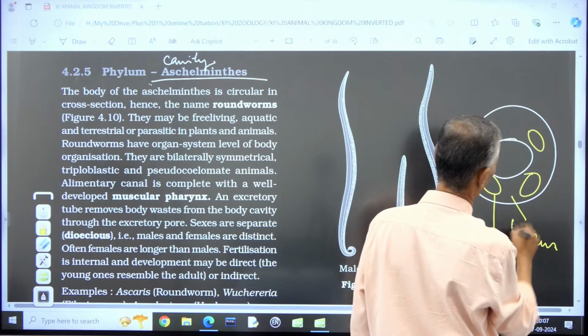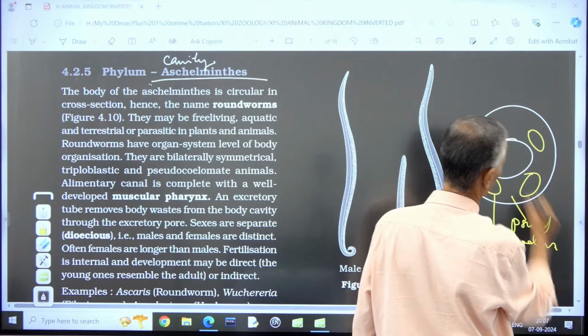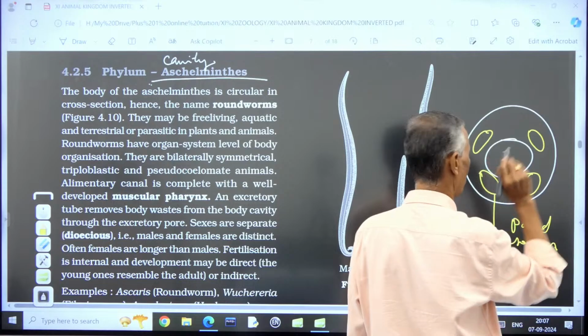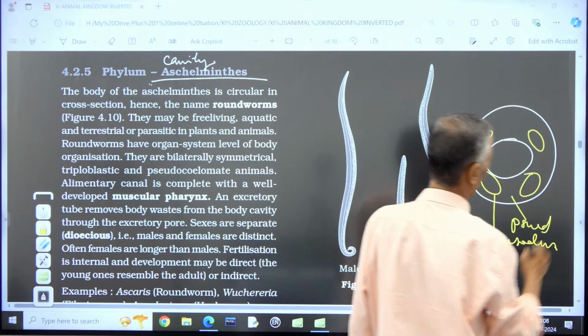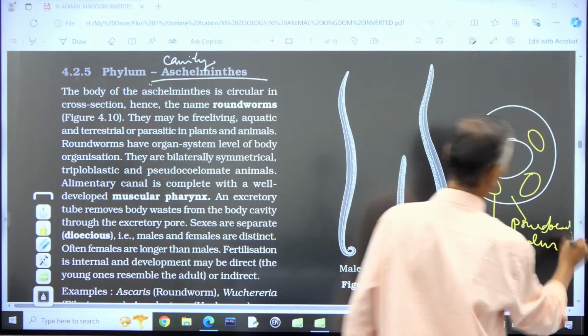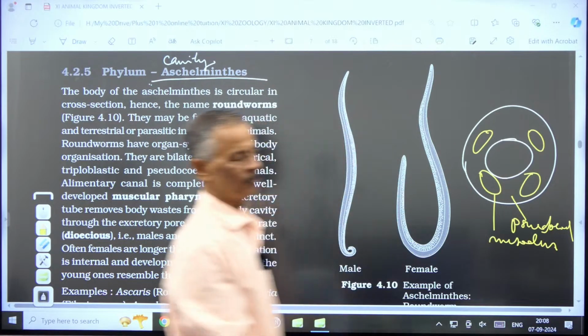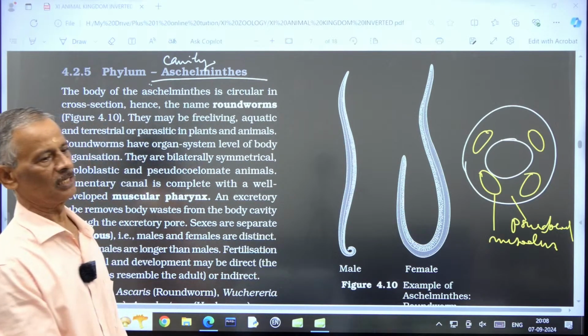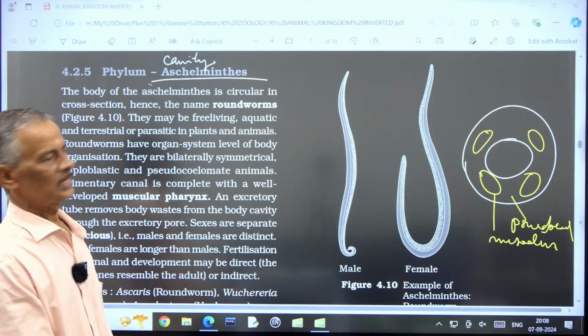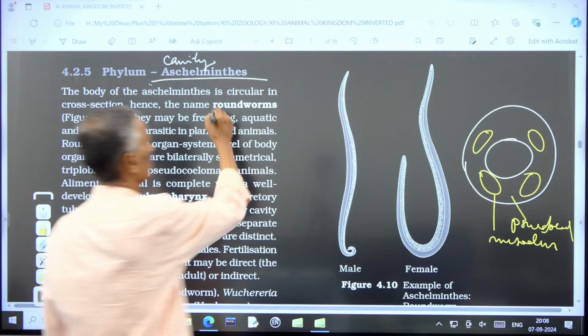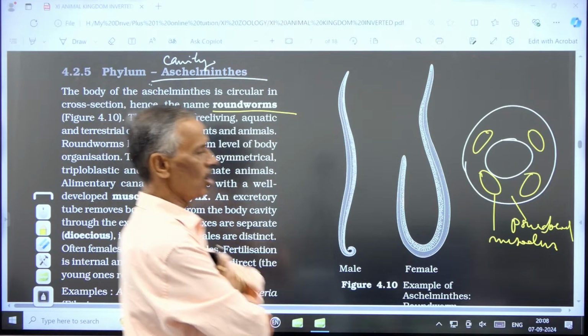And this is the false cavity. It's a space between body wall and alimentary canal, but not a true one. It is not developing from mesoderm. Pseudocoel. Only phylum which is having a pseudocoel is Aschelminthus. These Aschelminths are called generally as roundworms.